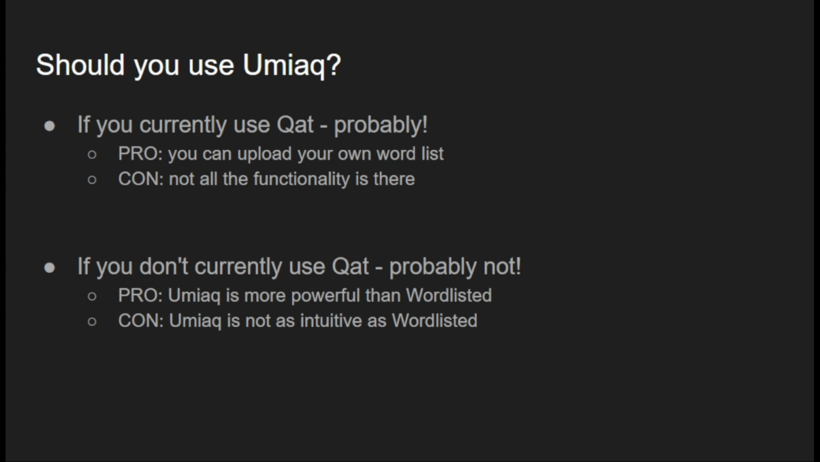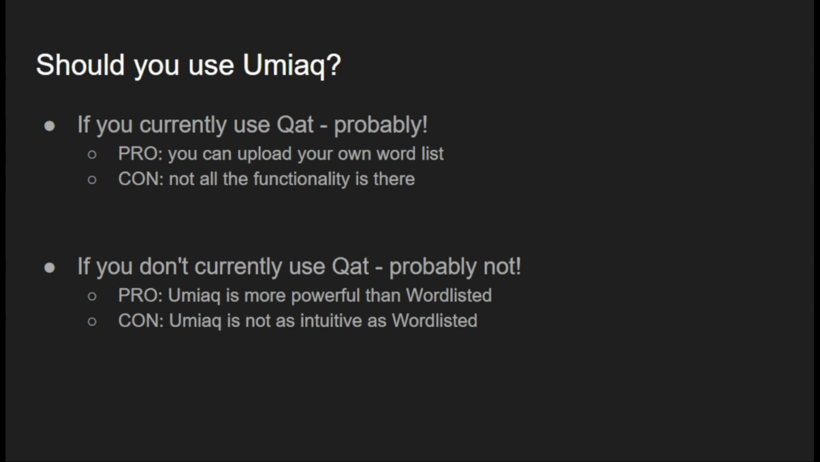The reason I say that is because there is Adam Aronson's amazing tool, Word Listed, which I assume all of you know about, and if you don't, you should Google it. If you're at all interested in crossword construction, you should use Word Listed. It's fantastic. It's amazing. The main reason for using Umiaq over Word Listed is that Umiaq is more powerful. Umiaq can do things Word Listed can't.